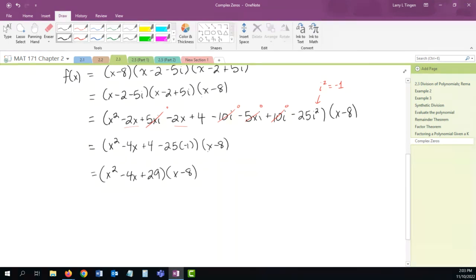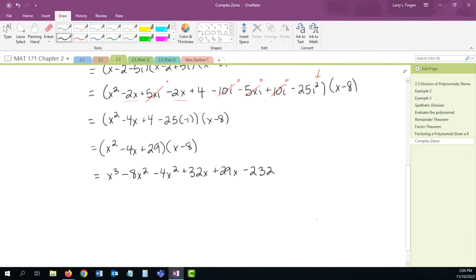All right, now let's finish it. Same process, distribute. x squared times x, x cubed. x squared times negative 8, negative 8x squared. Negative 4x times x, negative 4x squared. Negative 4x times negative 8, positive 32x. 29 times x, 29x, and 29 times negative 8, negative 232.